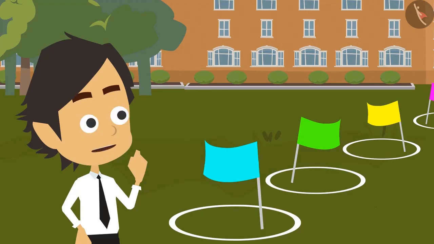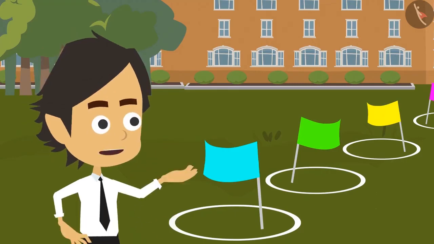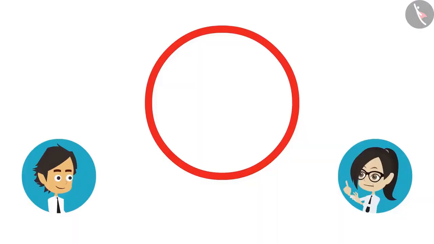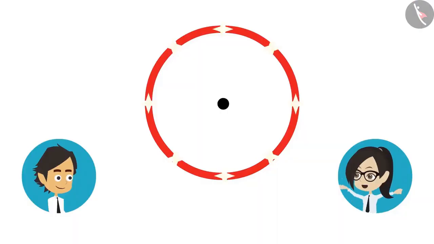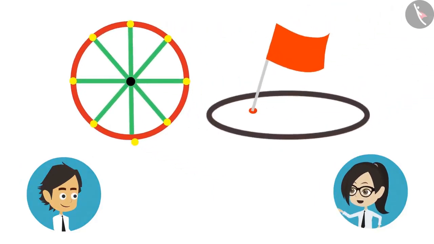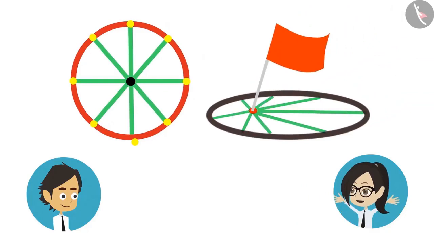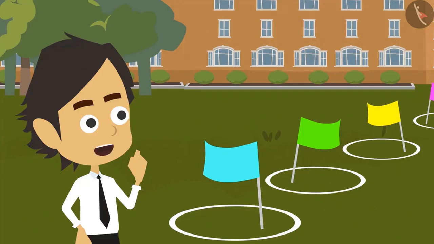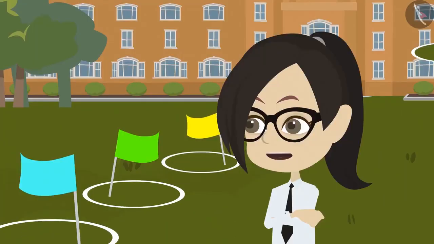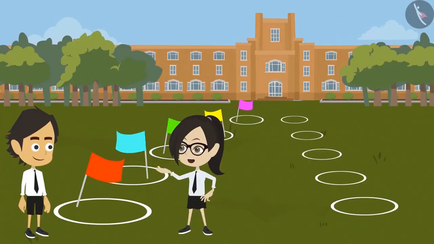Okay. This means that the center is not just anywhere in the circle, but right in the middle of the circle. Yes, and if we draw several lines from the center to different points on the boundary of the circle, then all those lines will be of the same length. Whereas if we draw lines from the point where the flag has been placed, they will all be of different lengths. Now I have understood the mistake. Oh, now I will have to place the flags again. This time place them in the center, else you will have to do this again and again.